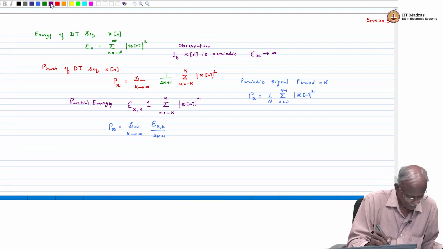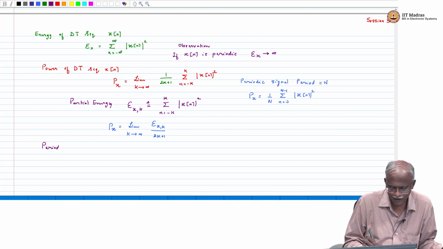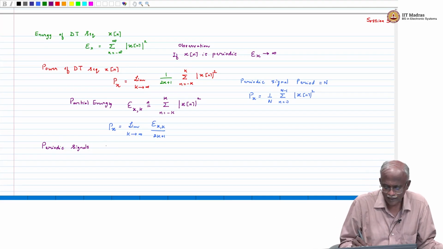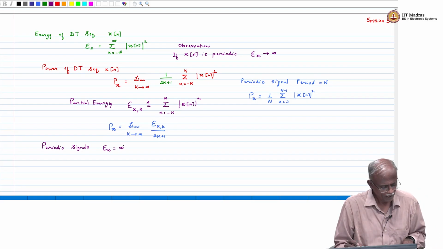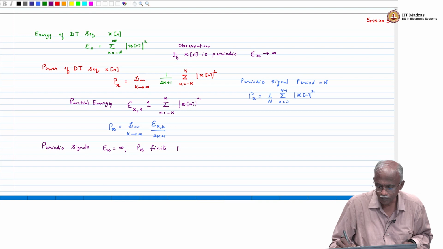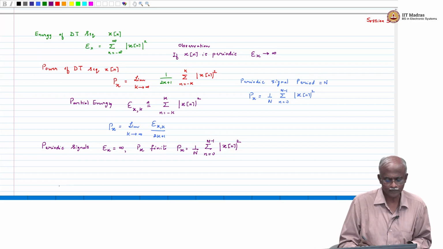Now, we have finished the definitions. So, now let us look at periodic signals. Whether you take partial energy or full energy, you can verify that the energy value will reach infinity. On the other hand, Px will be finite, and that definition is Px equal to 1 over N, the period, the summation from n equal to 0 through N minus 1 of mod x of n magnitude squared.